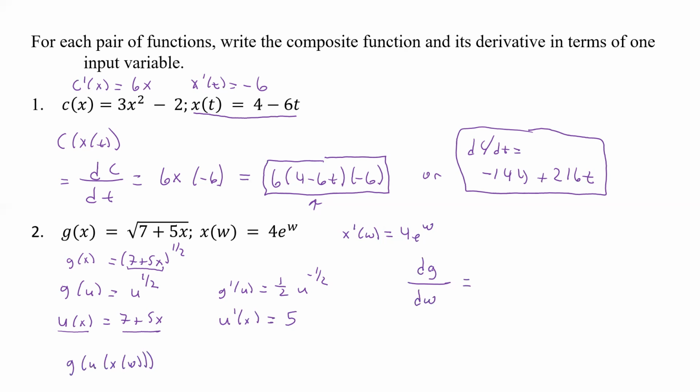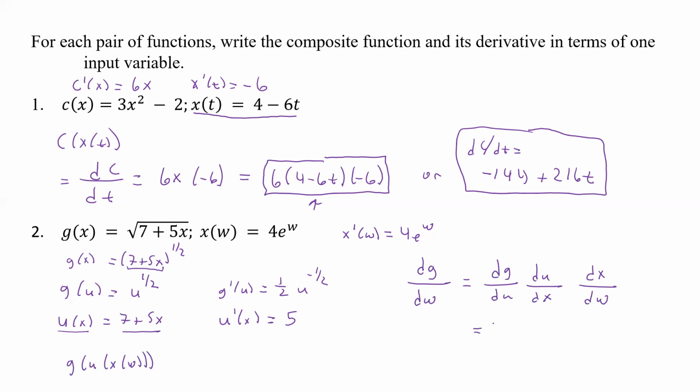Well, first we're going to take dg with respect to u. Now we want to get rid of that u, so how do we do that? Well, we take du with respect to x. Now we want to get rid of x and go to w, so how do we do that? Well, we take dx dw. Okay, so now we have dg du, that's this part. du dx, that's this part. And dx dw, that's that. And so now we replace it.